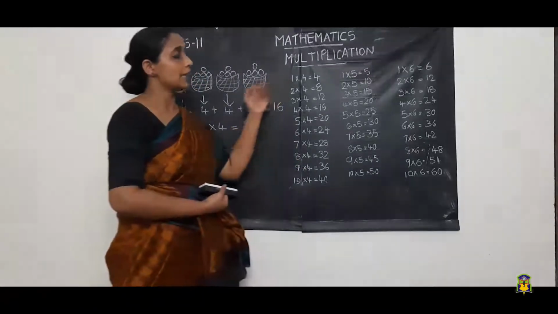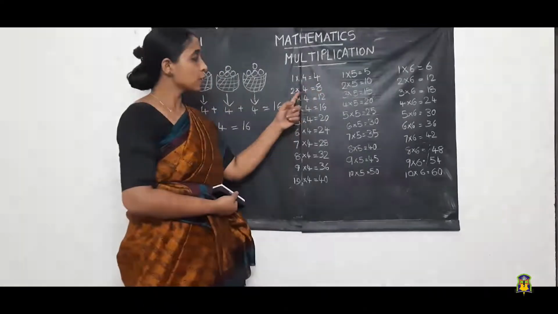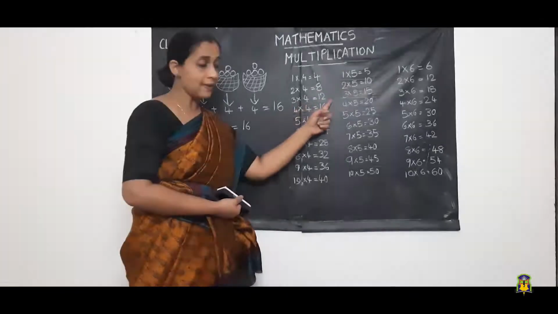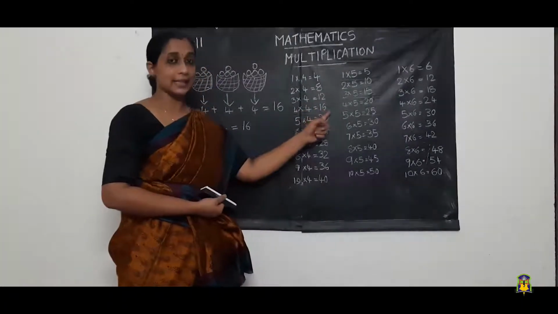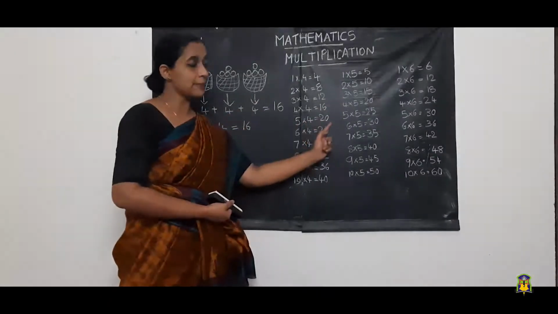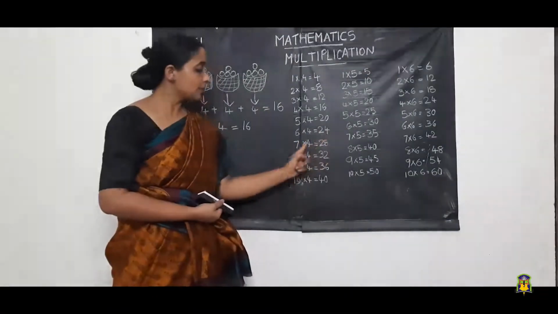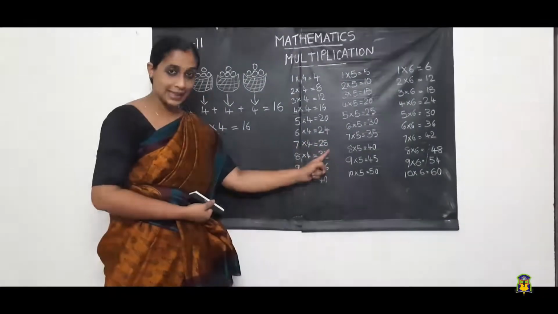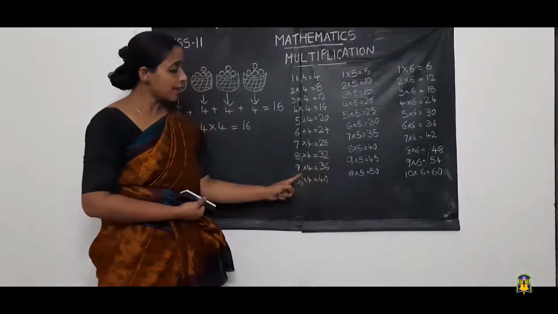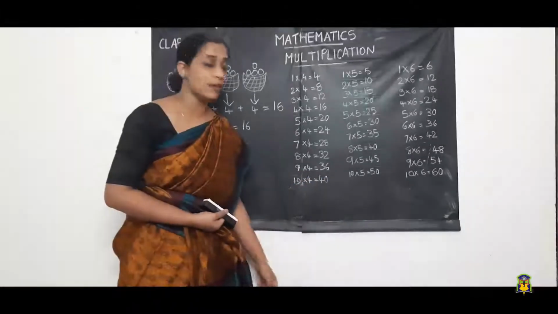Okay, so let us see the table of 4. 1 times 4 is 4. 2 times 4 is 8. 3 times 4 is 12. 4 times 4 is 16. See here, 4 times 4 is 16. 5 times 4 is 20. 6 times 4 is 24. 7 times 4 is 28. 8 times 4 is 32. 9 times 4 is 36. 10 times 4 is 40.